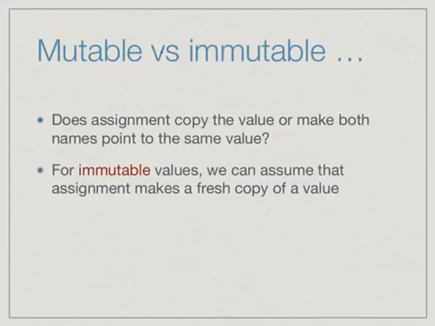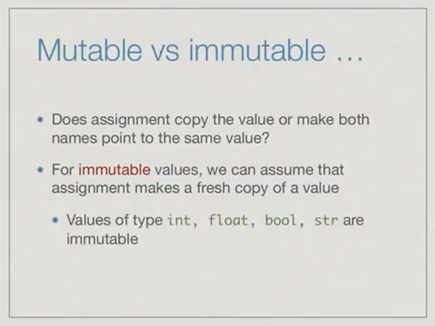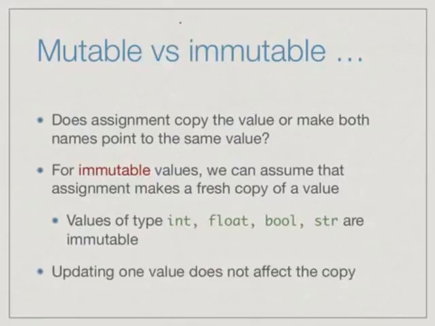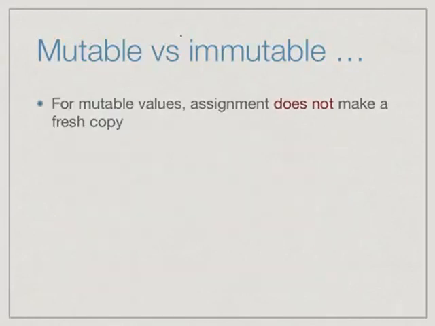While our intuition says that assignment should always copy the value, in some cases it does happen that both names end up pointing to the same value. So for immutable values, we can assume what our intuition says, that whenever we assign a name a value, we get a fresh copy of that value. So this applies to all the types we have seen before today's lecture, namely int, float, bool, and string. These are all immutable. So if we do the kind of assignment we did before, where we assign something to x, then make y the same value as x, and then update x, y will not change. So updating one value does not affect the copy because we have actually copied the value.